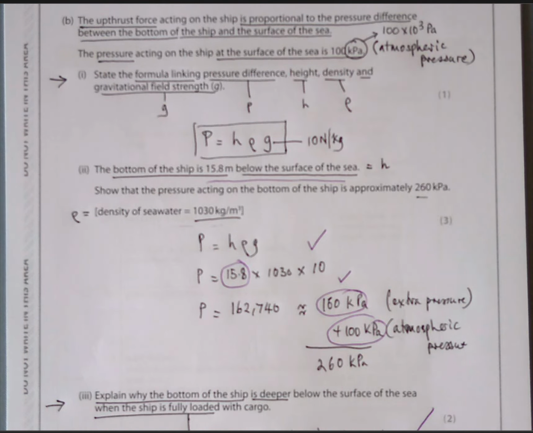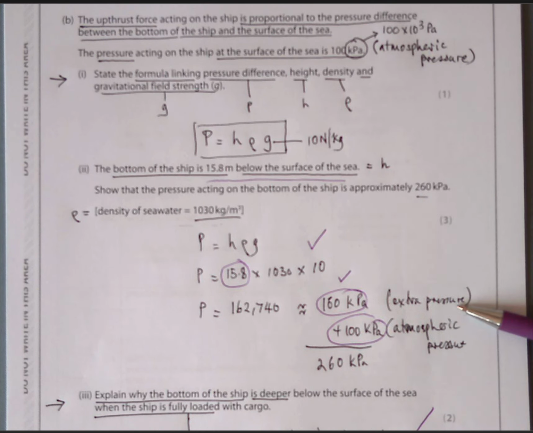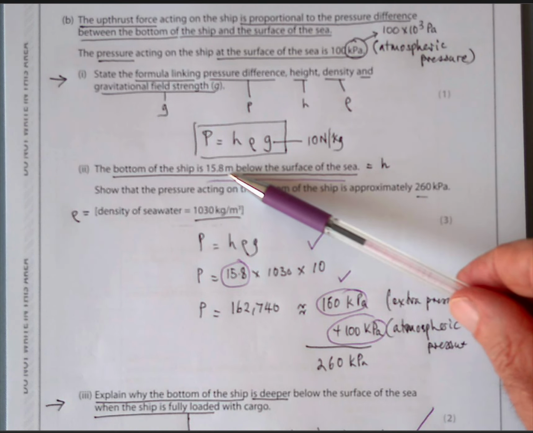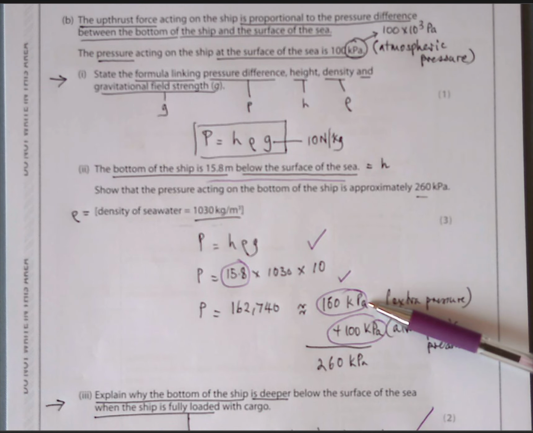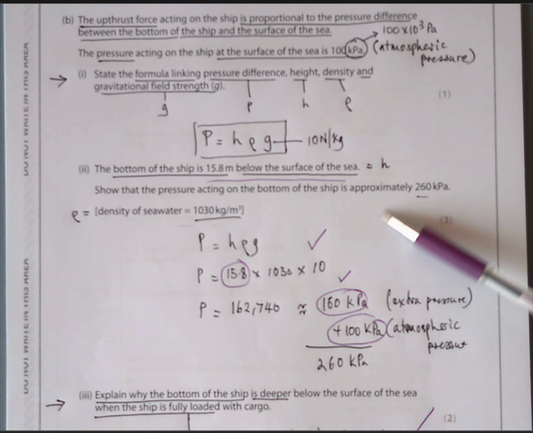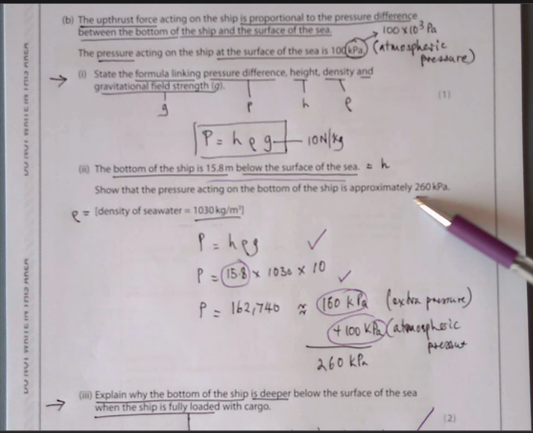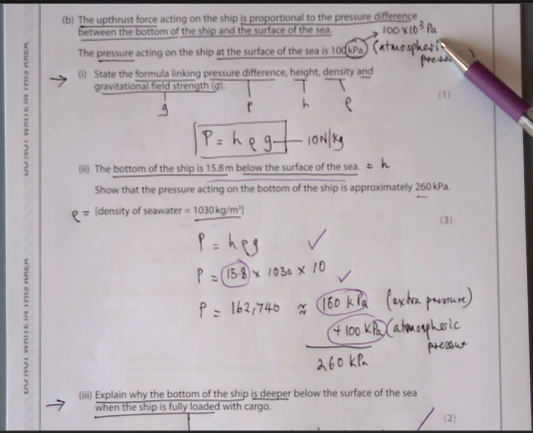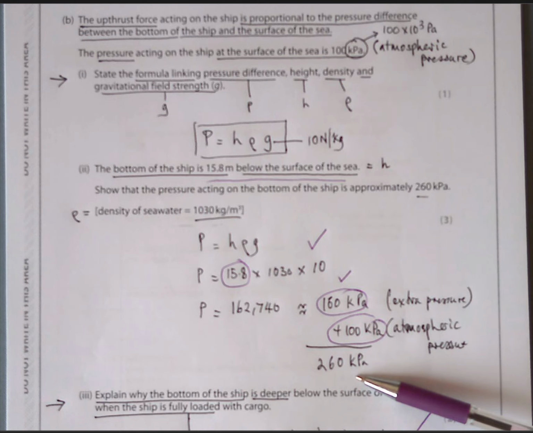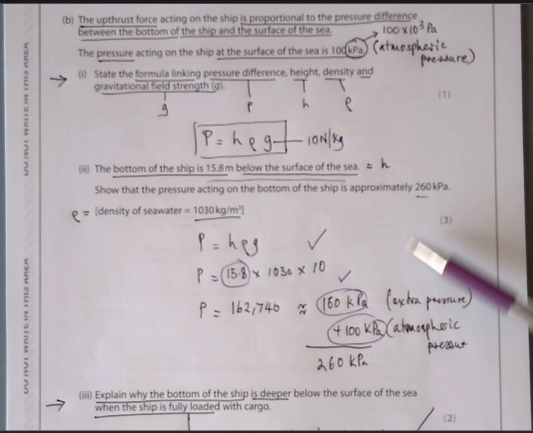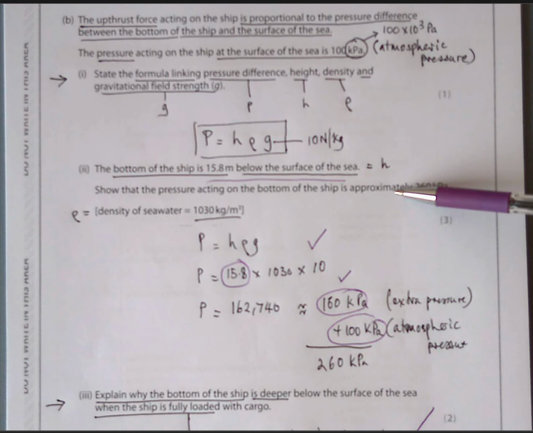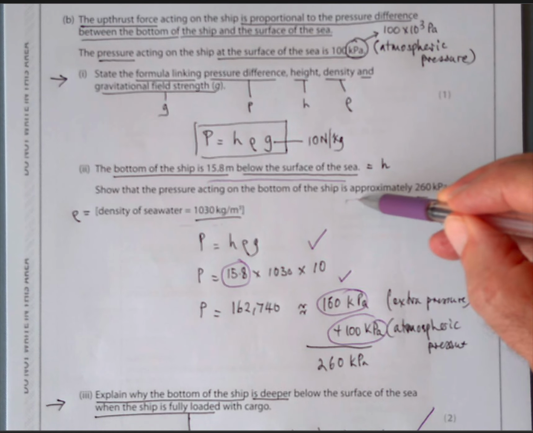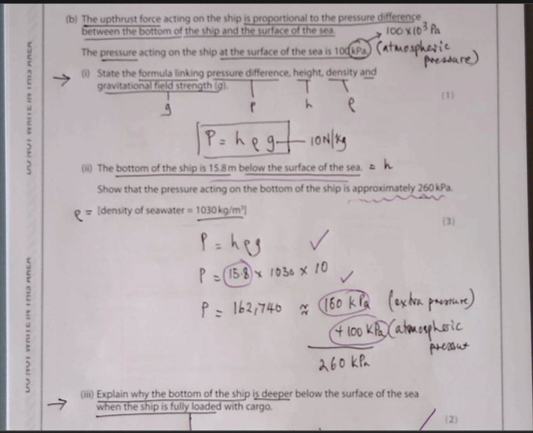2A to B, working out that the extra pressure due to 15.8 meters of water is about 160 kilopascals, to two significant figures because they've rounded it up. Add the 100 kilopascals of atmospheric pressure and the total comes to approximately 260. So you've shown that it's approximately 260. Okay, that's what you need to do. You need to deduce it.